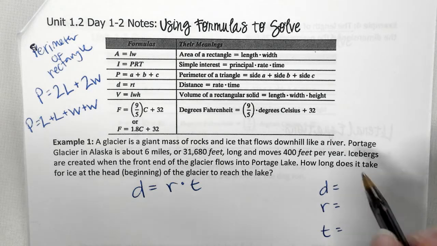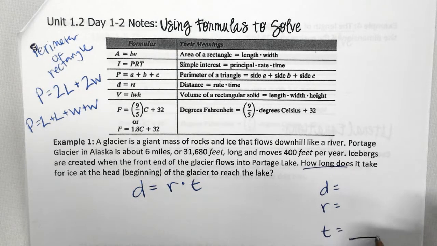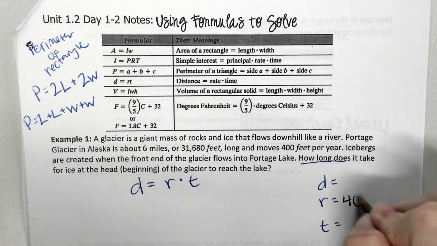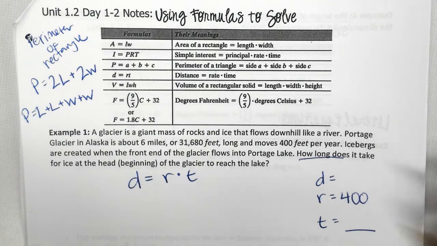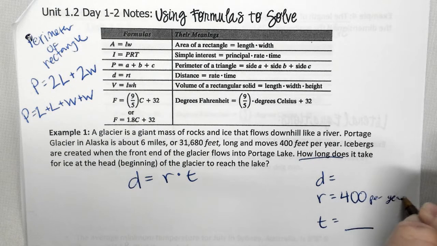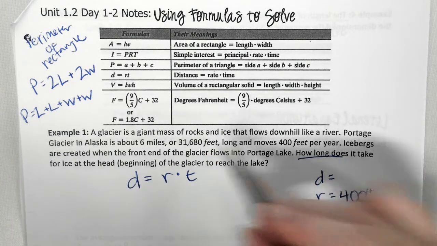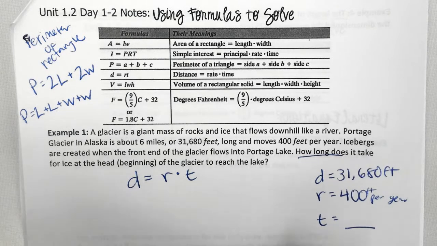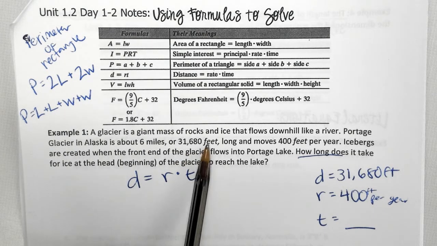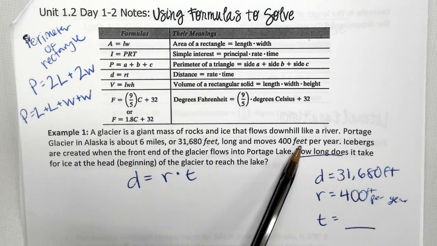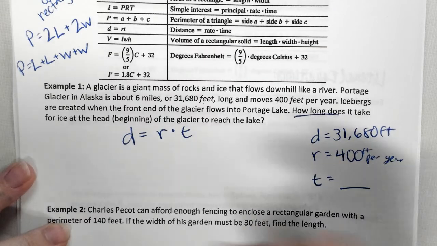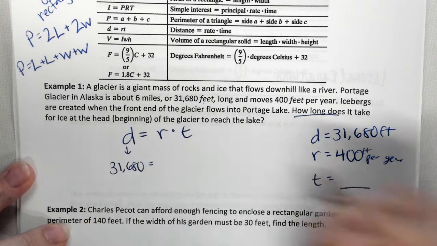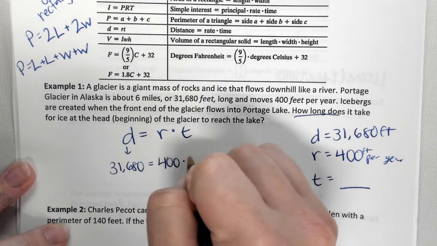Okay, so knowing that, it says how long, so we don't know time. That's what we're going to be looking for. But we do know it's moving 400 feet per year, which is our rate. That's how fast it's going. Okay, per year, feet. And then we know our total distance is 31,680 feet. Now, I used this number and not this number because it's feet, and my rate was feet also. So now that I know those two, I'm going to plug in what I know. I know 31680 equals 400 times t.